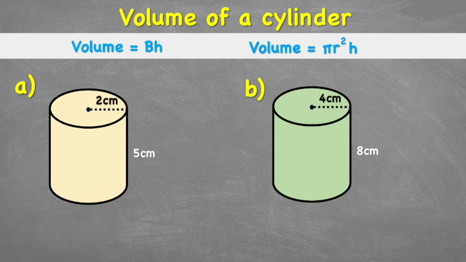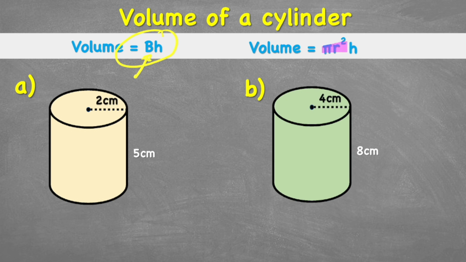Okay, so to find the volume of any shape, we would use the base times height formula, and the capital B represents the area of the base. So the area of the base times height. So the specific formula for this cylinder is volume equals pi r squared times h. So let's break that down a little bit.